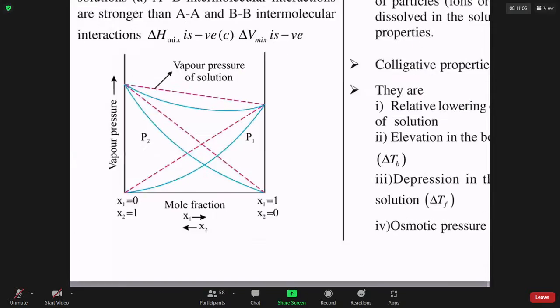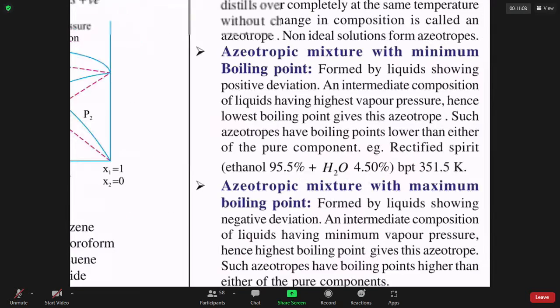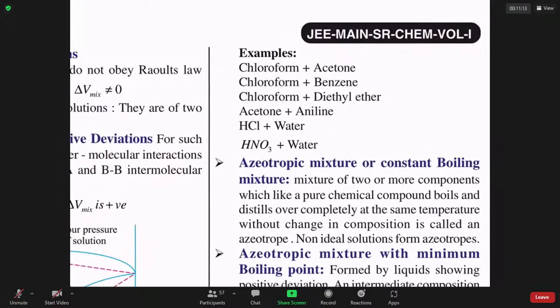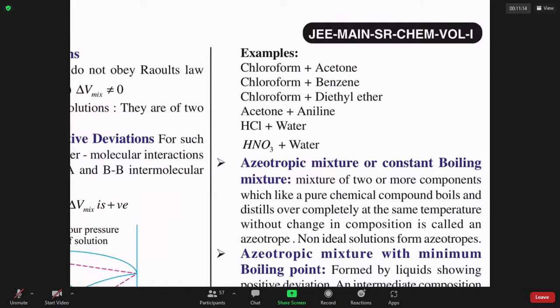For negative deviation examples, one should be like acidic, the other should be like basic, so that they attract each other. Look at examples like HCl plus water, HNO3 plus water, acetone plus aniline, chloroform plus diethyl ether, chloroform plus benzene, chloroform plus acetone. These are some examples. There is no shortcut to remember them. At least you remember one or two.